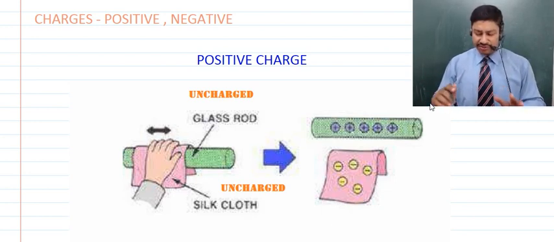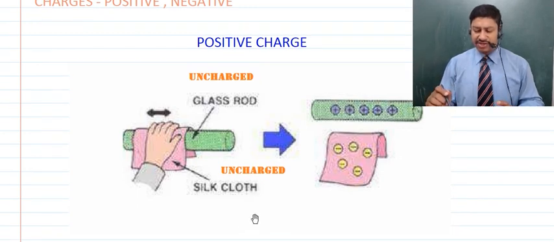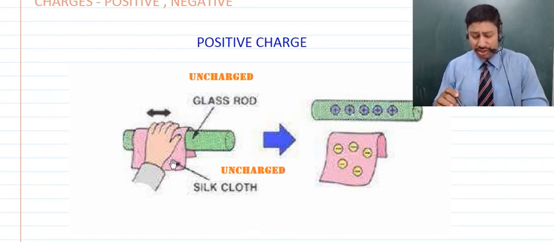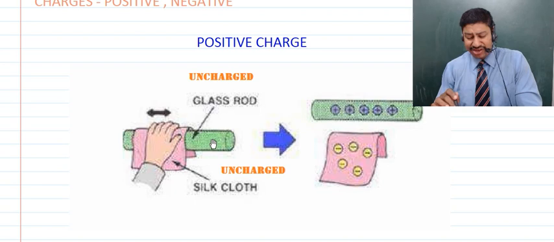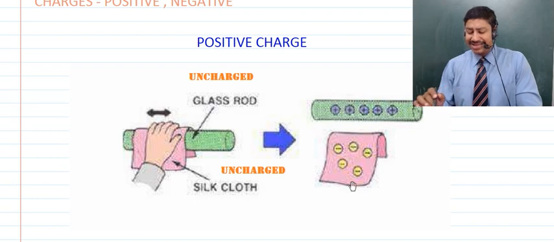Now, what is a positive charge? Whenever we talk about a positive charge, we should have some silk cloth like the one that we have here, and a glass rod, both being uncharged at the beginning. When the silk cloth is rubbed over the glass rod, the silk cloth has fewer free electrons and the glass rod has more free electrons. These free electrons tend to pass from the glass rod to the silk cloth. As such, the silk cloth becomes negatively charged, and the glass rod, losing electrons, becomes positively charged.